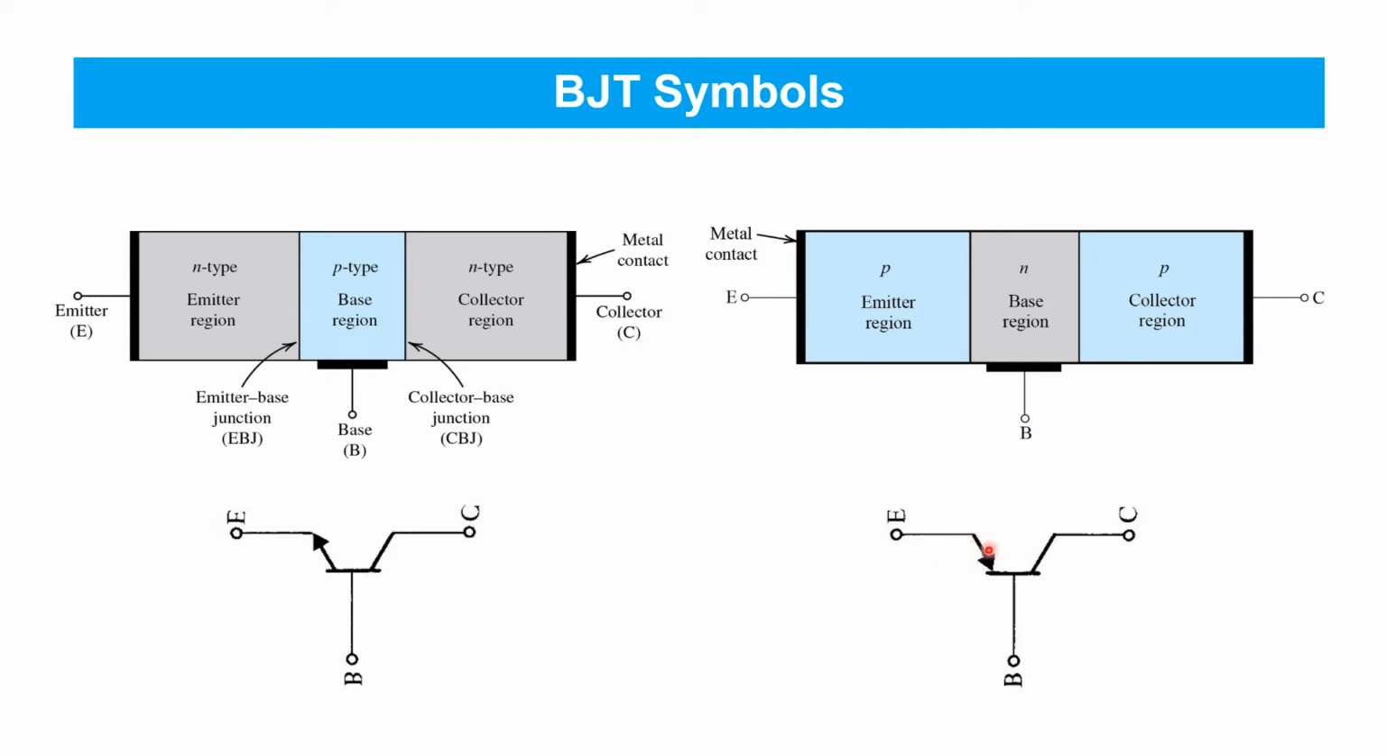The arrowhead not only reminds us of the direction of current flow, it's also a subtle reminder of the polarity of the PN junction formed between emitter and base. You'll see that that's another reason why the arrowhead changes direction between the NPN and PNP transistor types.